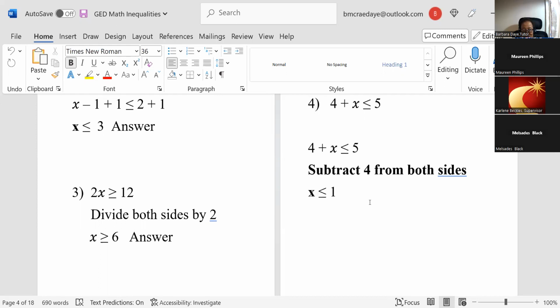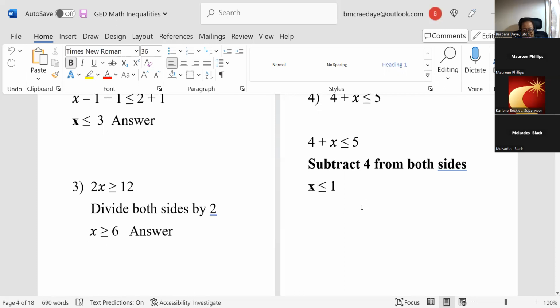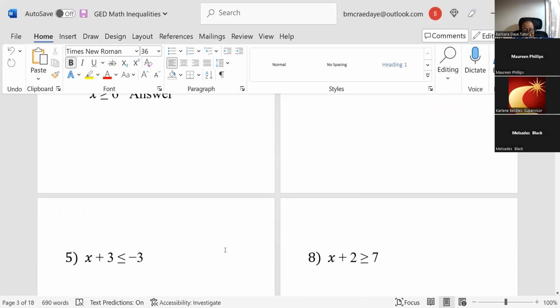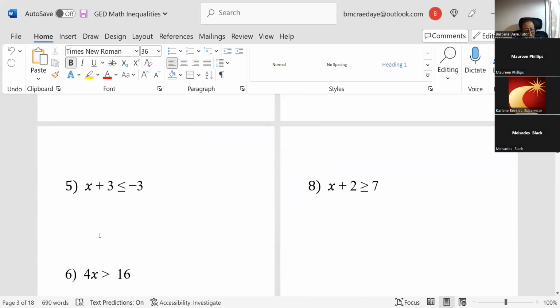Any questions? Mercedes, you got that answer? Yes, miss. Less than or equal to 1, right? So if you put a 1 here for the x, 4 plus 1 is 5, that would be an equal, right? Yes. If you put a 0, 4 plus 0 is what, Mercedes? 4. And 4 is less than 5, right? Yes. That satisfies the less than. Questions? No, miss.